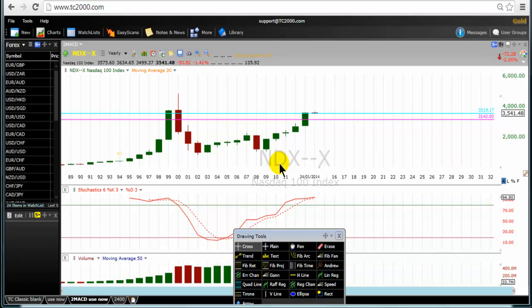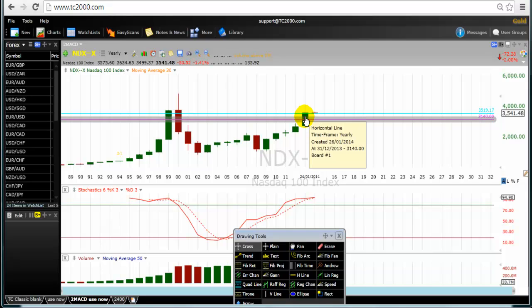The first thing I need to say to traders before we continue is that as long as the NASDAQ 100 stays below the level of 3592, we must give priority to sell signals. The level we want to watch is the high of the year 2013. As long as this financial instrument stays below the level of 3592, we will be giving priority to sell signals.